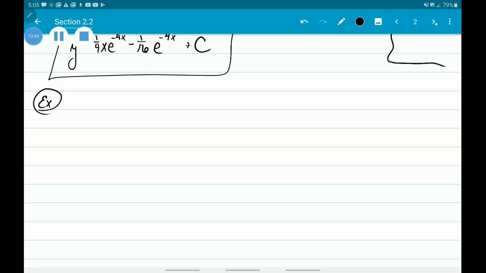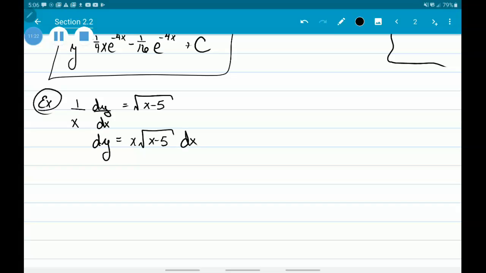Let's look at another one. Suppose we want to solve this equation. Your first step is to try to separate the variables. So let's try to get all the x stuff on one side and all the y stuff on the other side. We can multiply both sides by x. And we can multiply both sides by dx. So we're going to have x square root x minus 5 times dx is equal to dy.